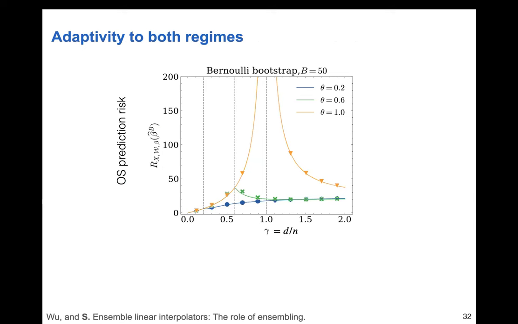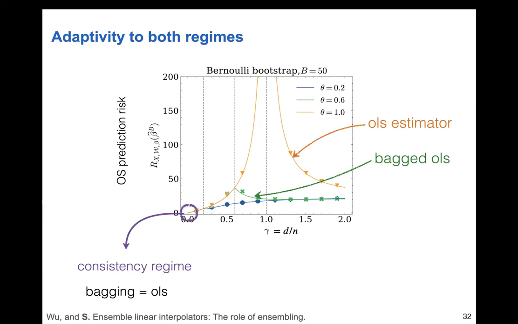Okay, so now back to our out-of-sample prediction risk. Remember, for a single ordinary least squares estimator, an individual estimator, the test risk explodes. The blue curve is our bagged ordinary least squares estimator, or the bootstrap ensemble estimator. In the classical asymptotic regime, bagging and the individual estimator have the same risk, which is zero. Quantitatively, it's also the same, roughly 1/n. But in the inconsistent regime, characterized by the proportional asymptotic regime where D is not fixed, the bagging, or bootstrap ensemble, is much better than the individual estimator.